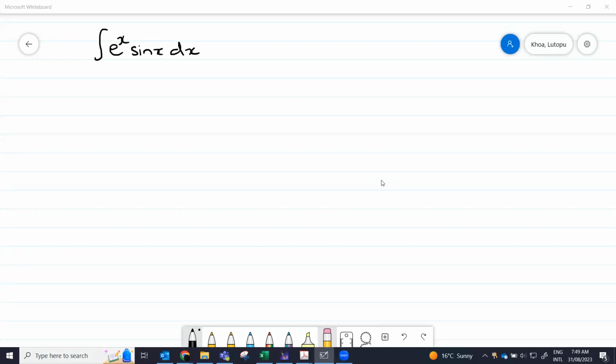Okay, here's a second example. We want to use the DI method to integrate this. So again, we will write D and we'll write I over there. Now, as you know, when you have exponential and trigonometric functions, it doesn't really matter which one is your D and which one is your I. That means which one you're going to differentiate, which one you're going to integrate. So the choice is yours. I prefer to have my sine x as the function that I'm going to differentiate, and then e to the power of x as the function that I will integrate.